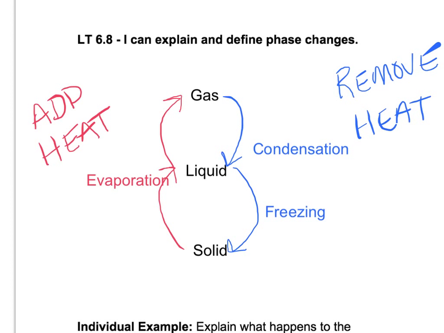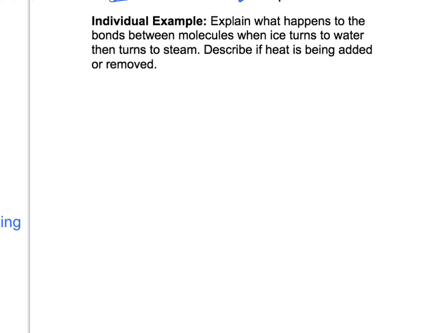There's another word for freezing. It's sometimes called fusion. And there's another word for evaporation. It's sometimes called vaporization. So the individual example is: explain what happens to the bonds between molecules when ice turns to water then turns to steam. Describe if heat is being added or removed. So pause the video here and then try it on your own.